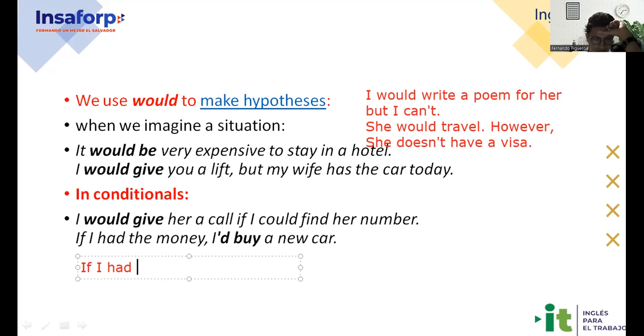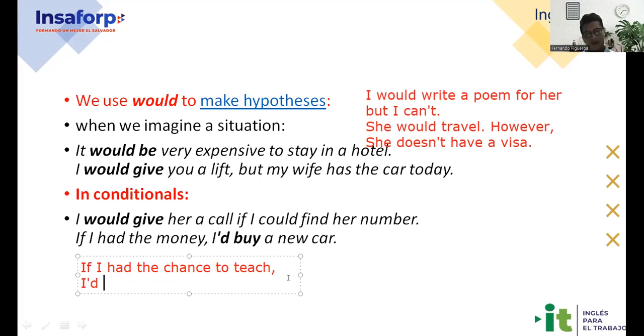If I had the chance to teach, o sea, si tuviera la oportunidad de enseñar, I'd be happy. Sería feliz. Entonces siempre vamos utilizando una forma base después de would. En este caso ahí tenemos la contracción I would. Las contracciones que utilizamos son I'd.